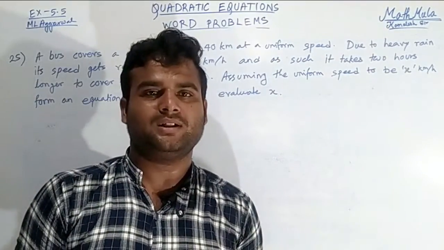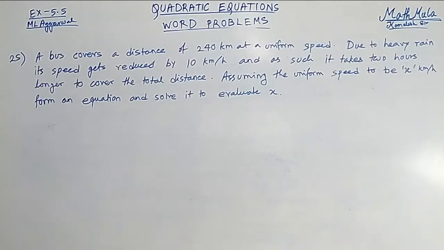Now we solve sum number 25. A bus covers a distance of 240 km at a uniform speed. Due to heavy rain, its speed gets reduced by 10 km per hour, and as such it takes 2 hours longer to cover the total distance. Assuming the uniform speed to be x km per hour, form an equation and solve it to evaluate x.